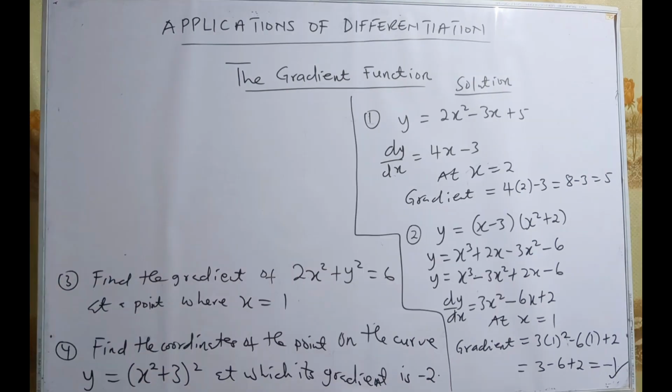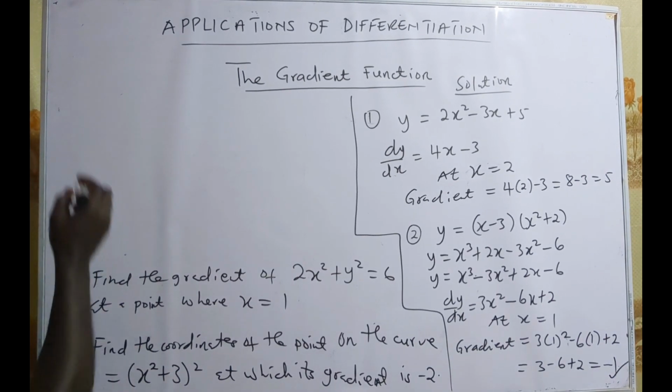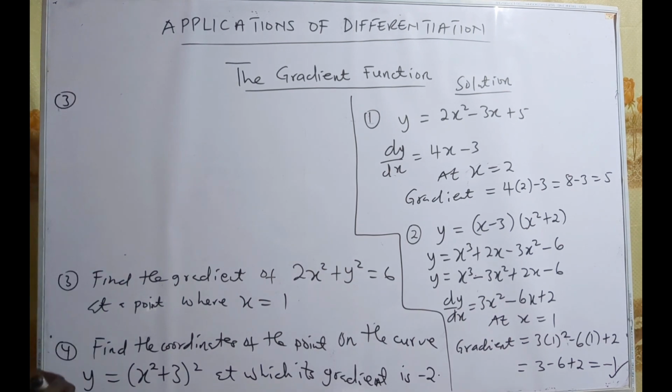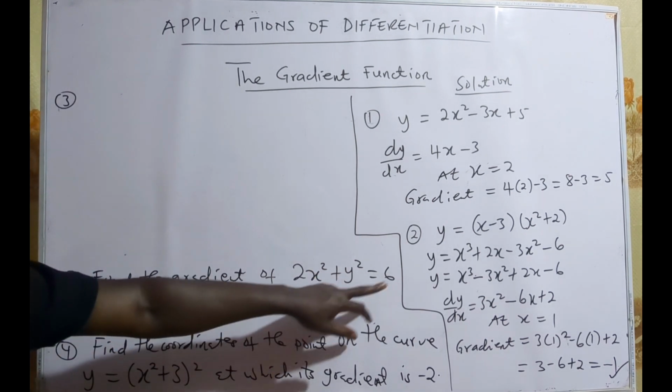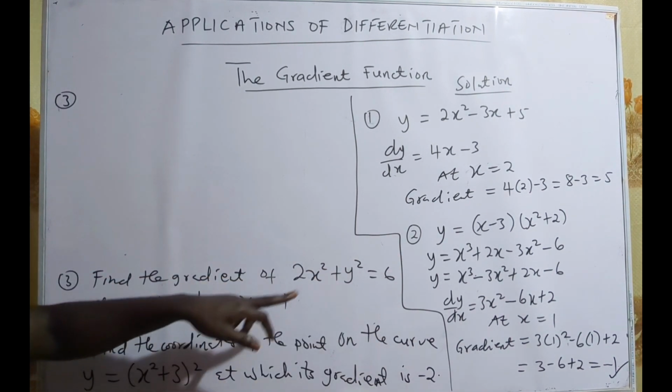All right. Okay, so let's see number 3. Number 3, find the gradient of 2x squared plus y squared equal to 6 at the point where x is equal to 1.